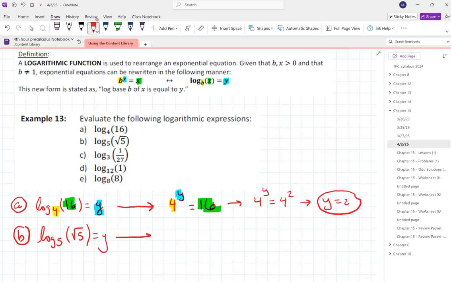So again, we'll set up the same way. I'm going to rewrite this as an exponential equation using our definition of the logarithm. Again, if I look at that exponential equation, hopefully I recognize that the square root of 5 is the same thing as 5 to the 1/2. And since the bases are equal, the exponents have to be equal. So y is just 1/2.